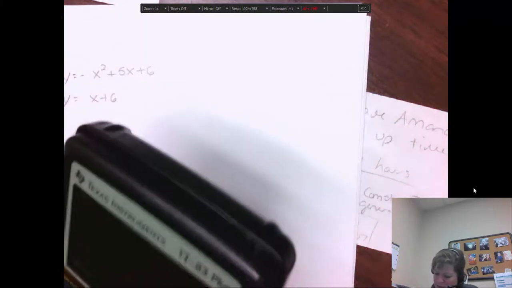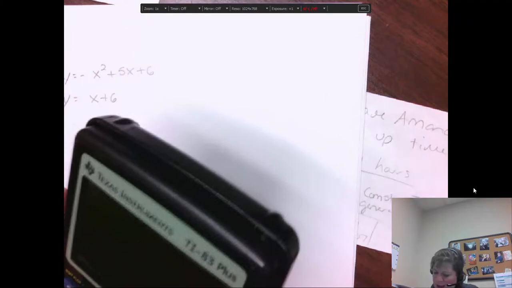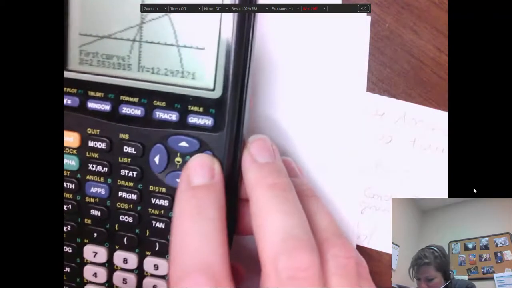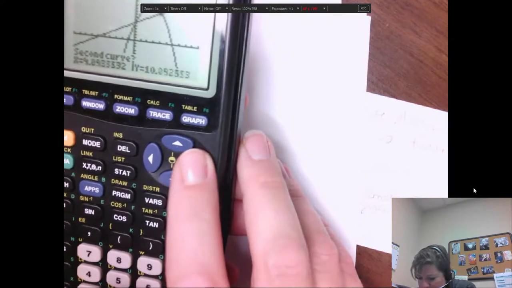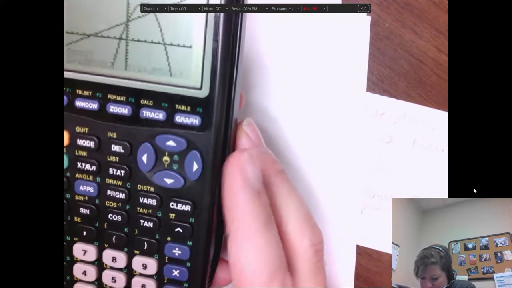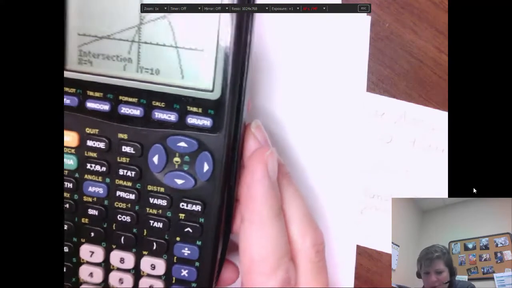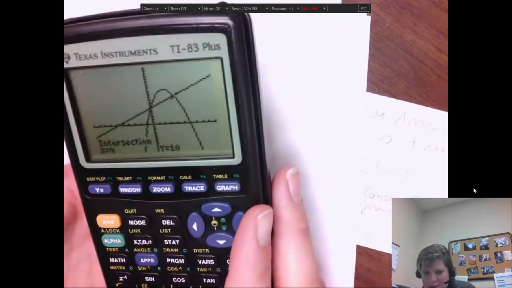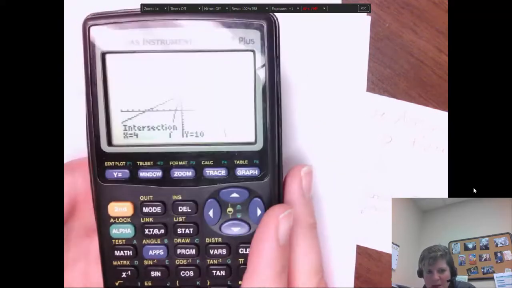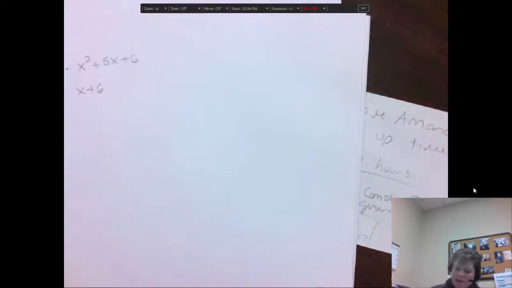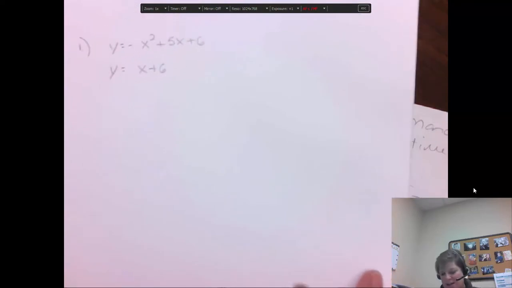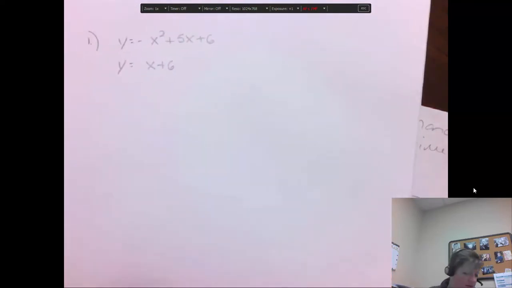So intersection, if I want to get the second point, I go on one side, then I go on the other side and hit enter, and I get the right intersection on that one, (4, 10). All right, so we can get that with the intersection. The intersection feature on the online calculator is actually a little bit easier, I think, than on this one.